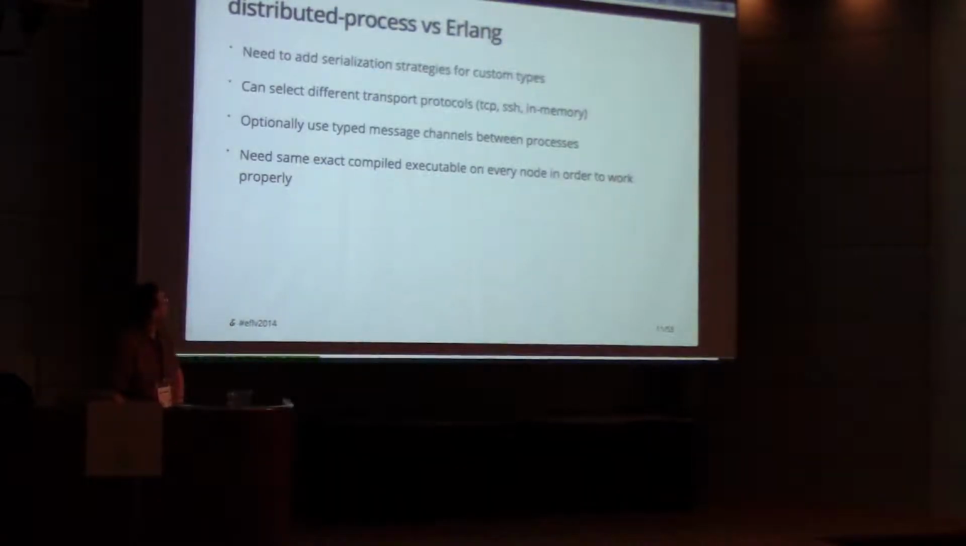So, what are some differences between Distributed Process and Erlang? Given that Haskell is a typed language and you need to define custom types for everything you're sending around, you need to implement this serializable interface in order to send stuff through the wire. I'm not 100% sure, but I think in Erlang you don't need to worry about that at all. You just create from Erlang constructs and that's it.